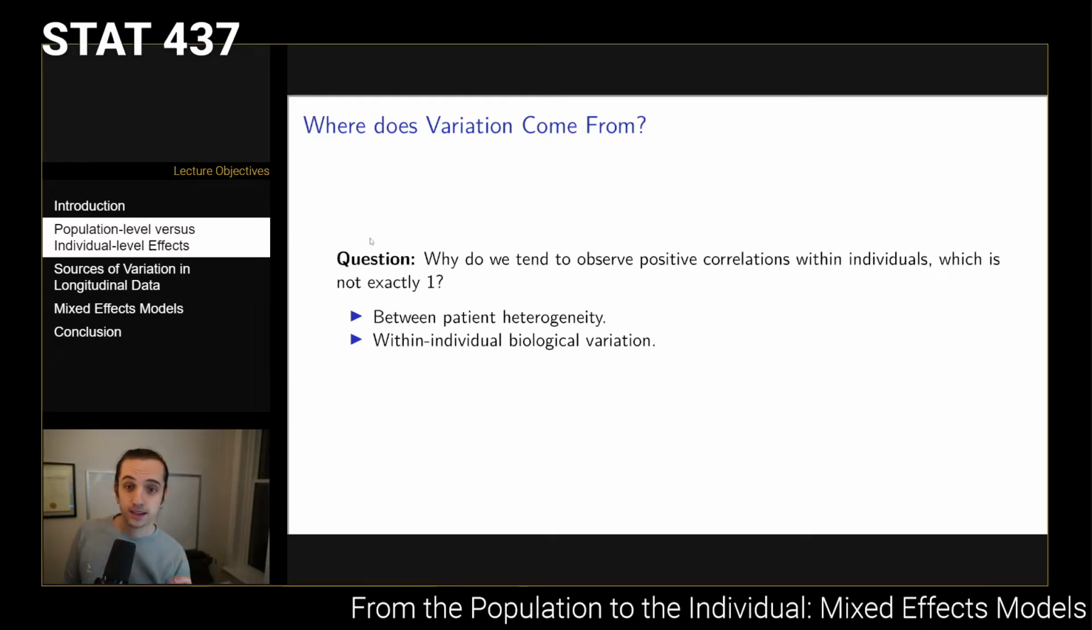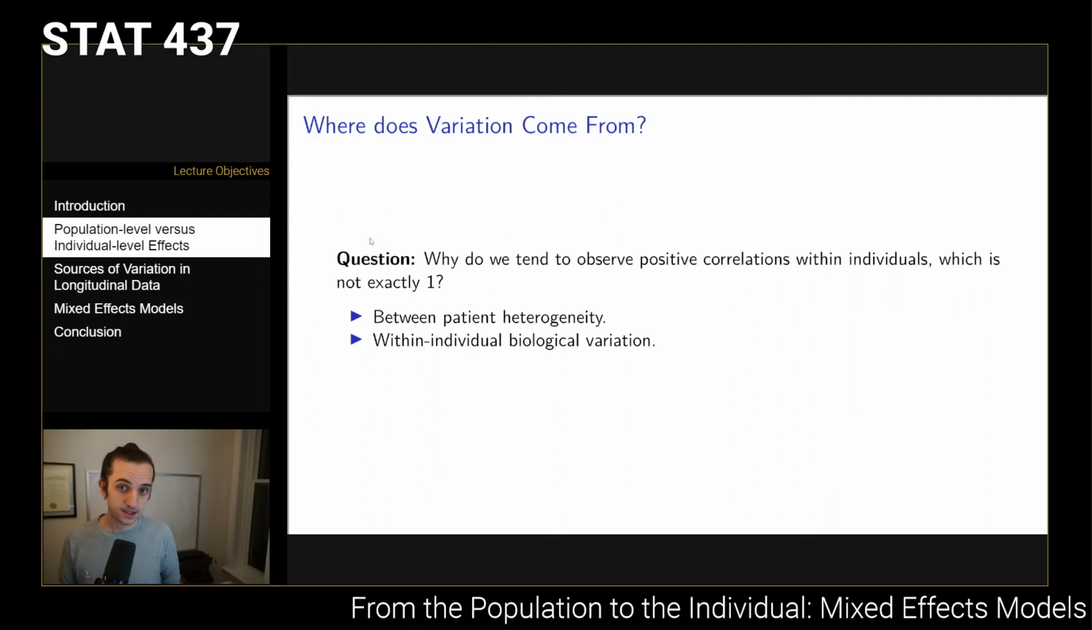But there's also within individual biological variation, right? And so we know that the biological processes inside of a person are quite complicated, right? We can't perfectly model them to the data. And so because of that, there's just noise day to day, right? There's a lot going on in your body that's going to make your heart rate higher one day than on another day, right? And so that sort of forces that correlation to be less than one, right?